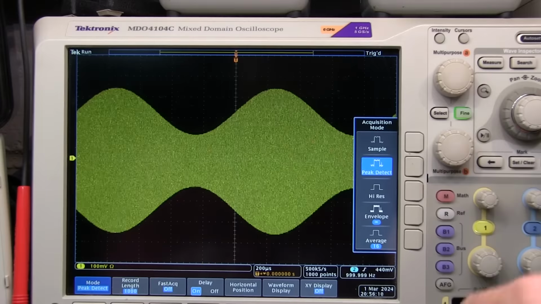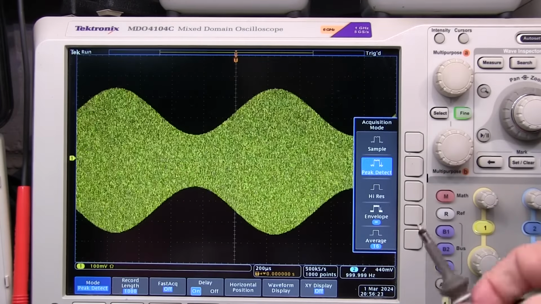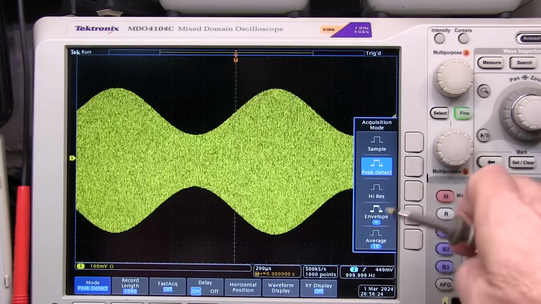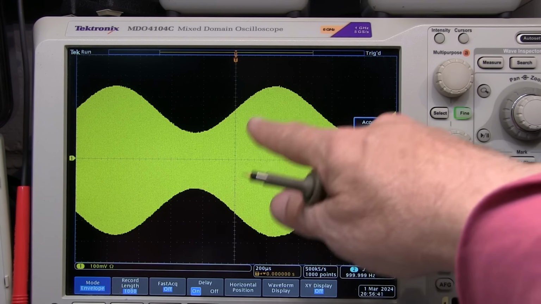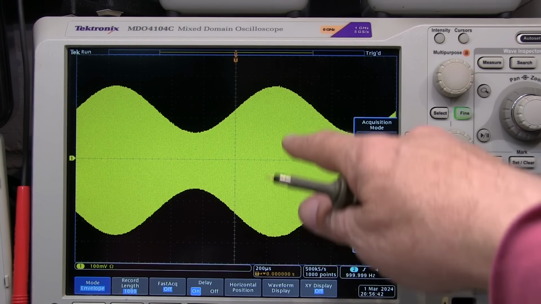See if your scope has a peak detect sample mode. Some scopes will also take that peak detect mode and enhance it further by continuing to add to that peak detect over time. That's what this envelope mode does. You can pick the envelope mode and even determine over how many acquisition intervals we build that envelope up. So you can get a good, clean picture of the envelope that way.